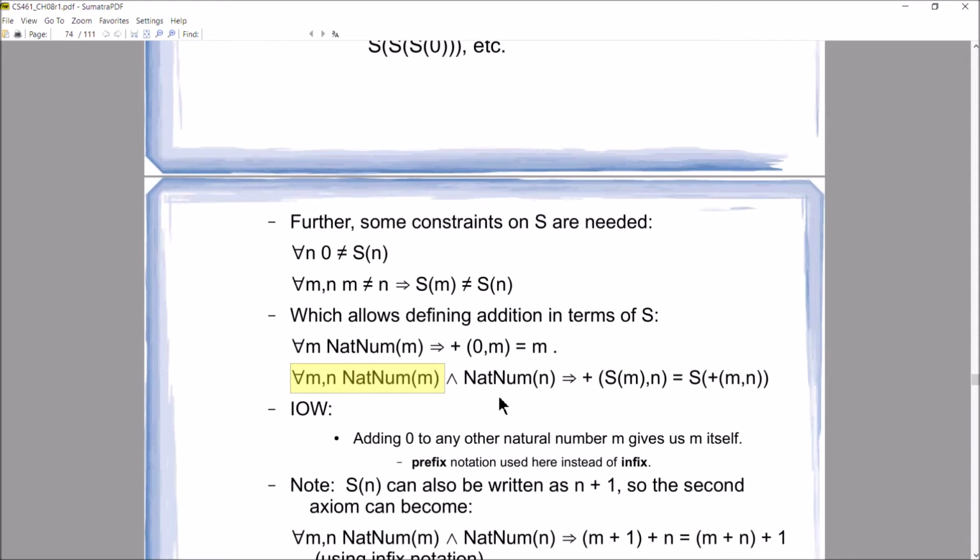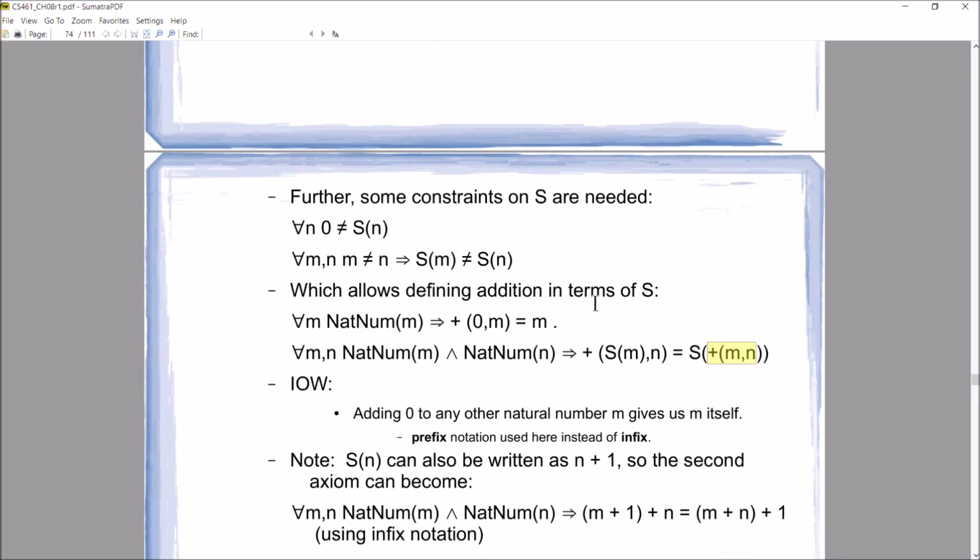Now what about this one right here? For any two objects in the domain, if one of those objects is a natural number and the other of those objects is a natural number, if both of those objects are natural numbers, then that implies that if you add the successor of the first number m and n, then you're going to end up with a successor which is the sum of both of those two natural numbers m and n.